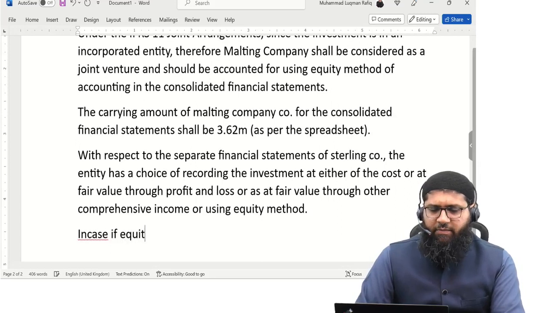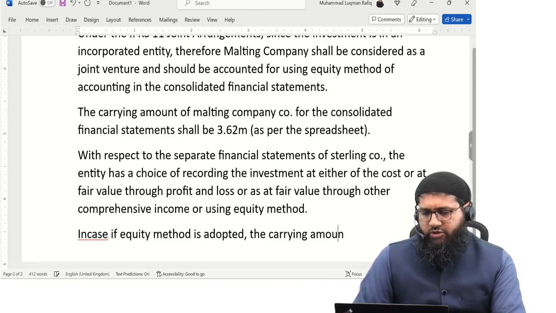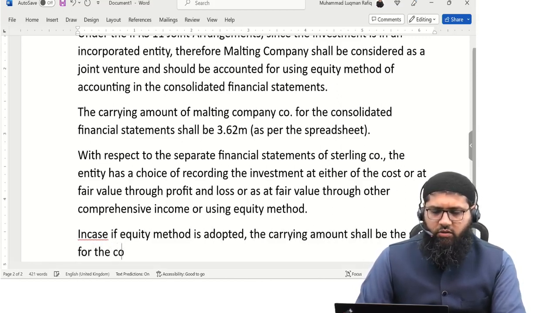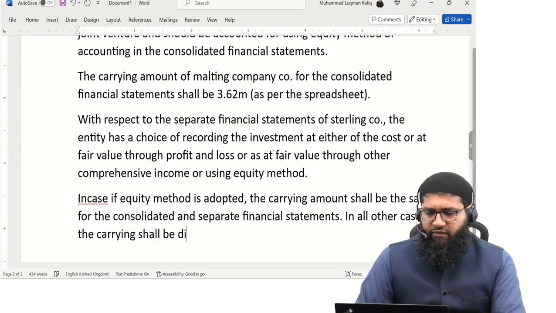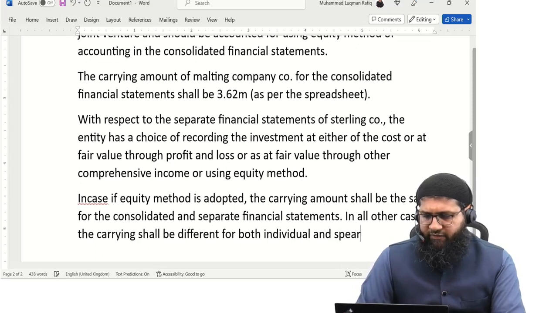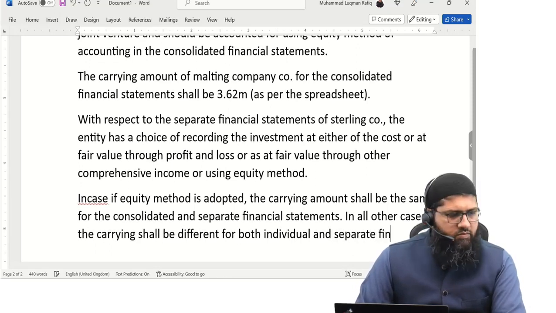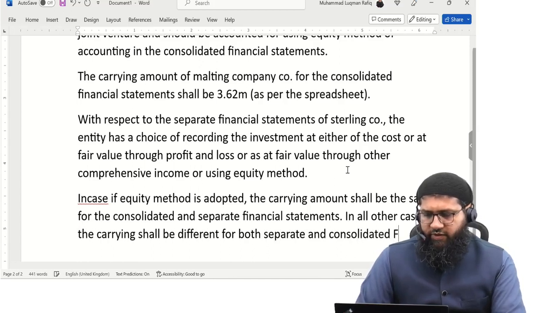In case the equity method is adopted, the carrying amount shall be the same for the consolidated and separate financial statements. In all other cases, the carrying amount shall be different. Sorry, for the separate and consolidated financial statements.